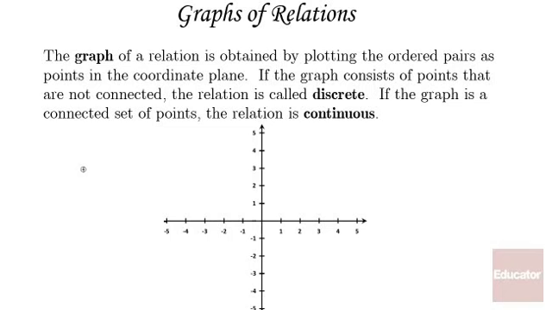Okay, we can graph relations and functions by plotting the ordered pairs as points in the coordinate plane, as discussed a little while ago. There's a couple types of graphs that you can end up with. The first is discrete, and the second is continuous. So let's look at those two different types. Consider this relation.